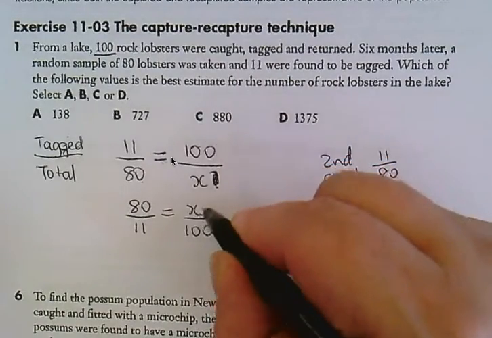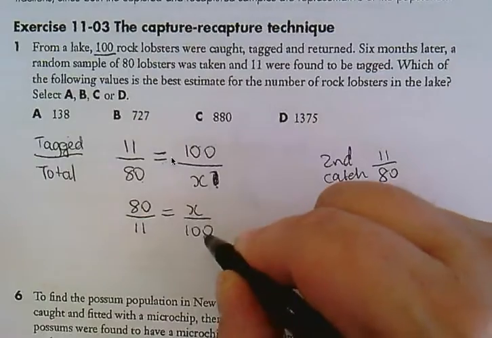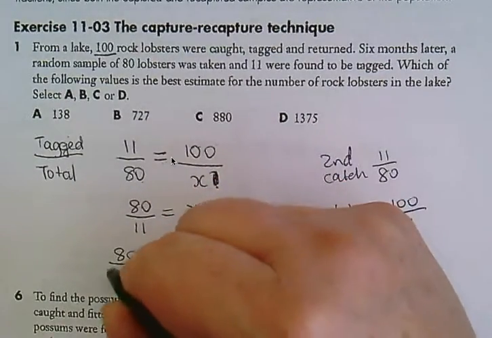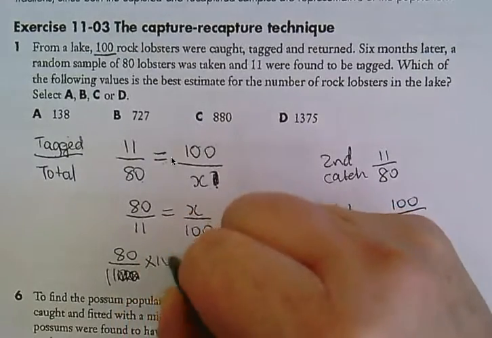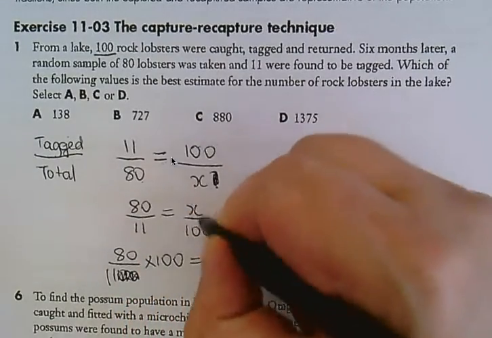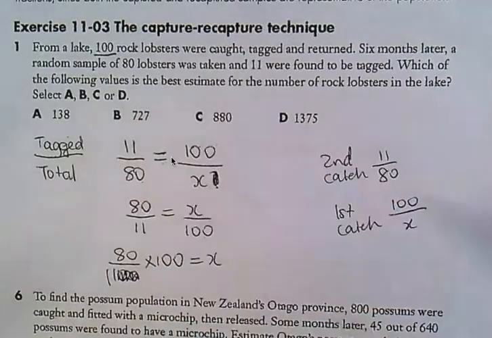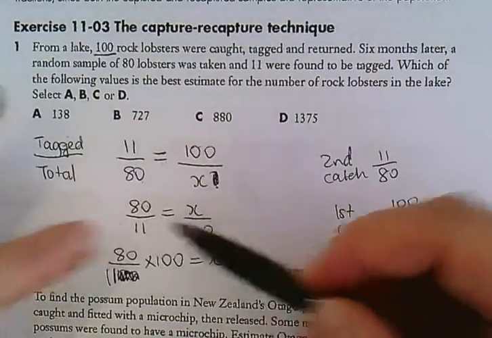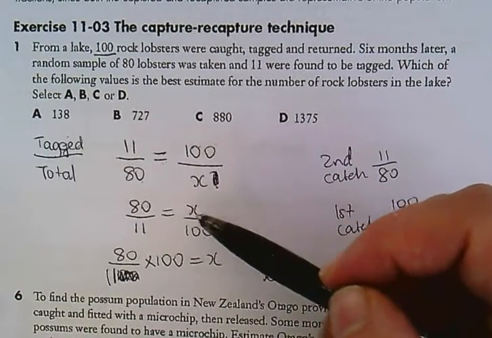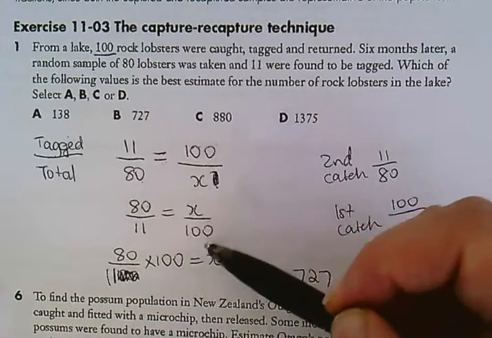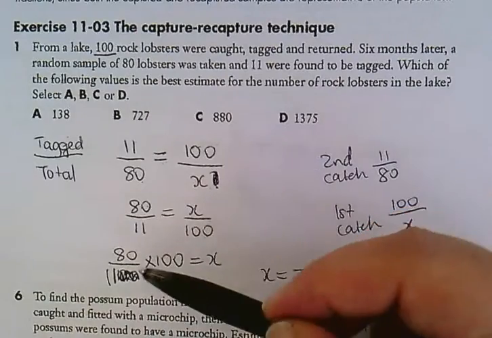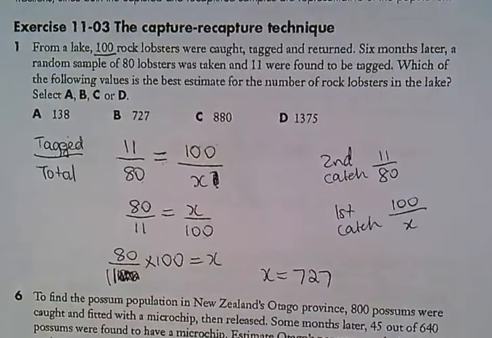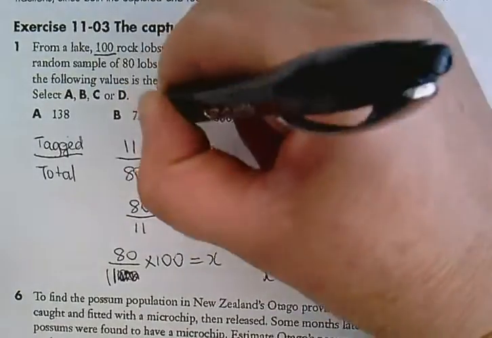Now, how do I get X on its own? At the moment, it's X divided by 100. What's the opposite of divide by 100? Times 100. So X is 80 over 11 times 100. We want X on its own. At the moment, it's X divided by 100, so the inverse operation of dividing by 100 is to times 100. So 80 divided by 11 times 100 gives us 727.